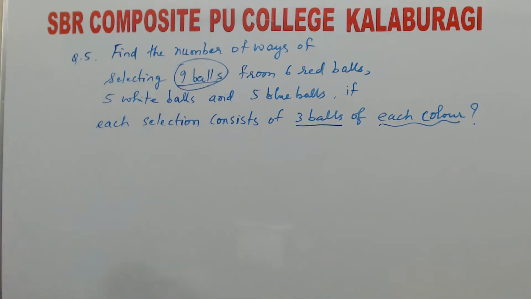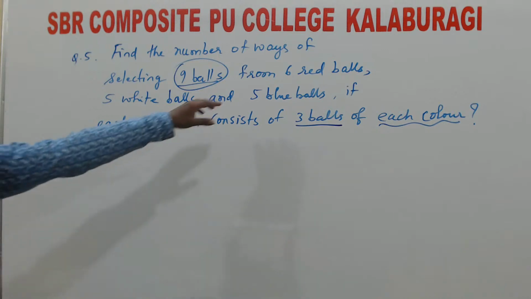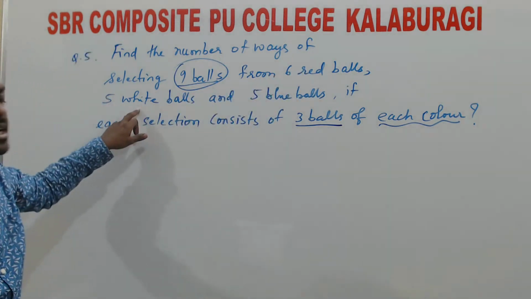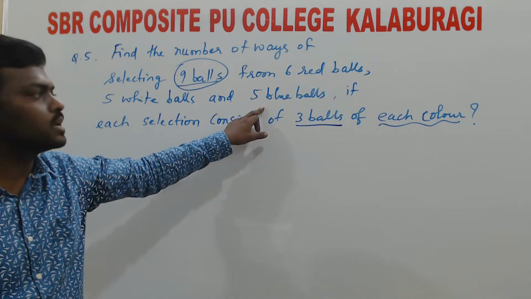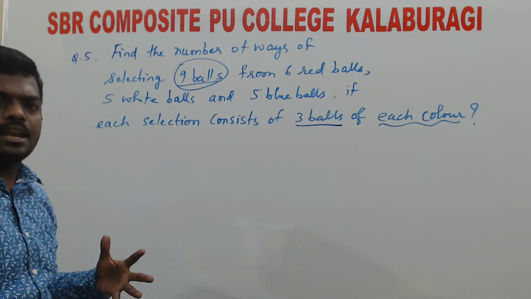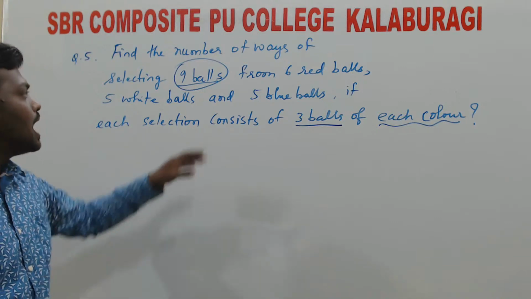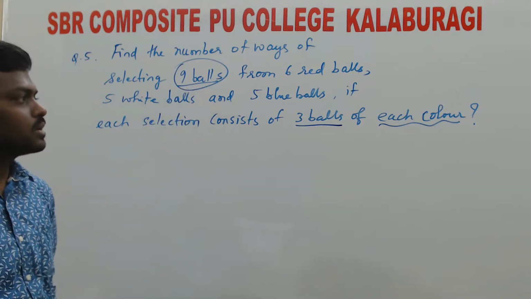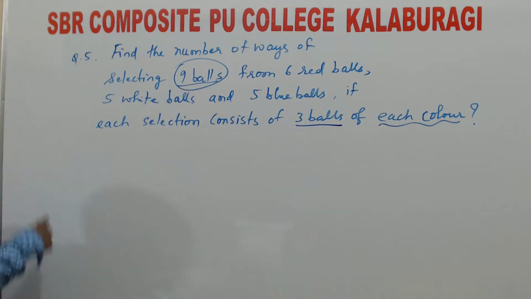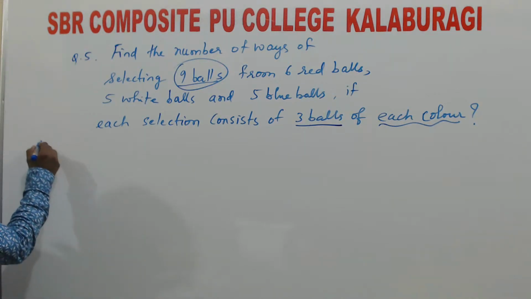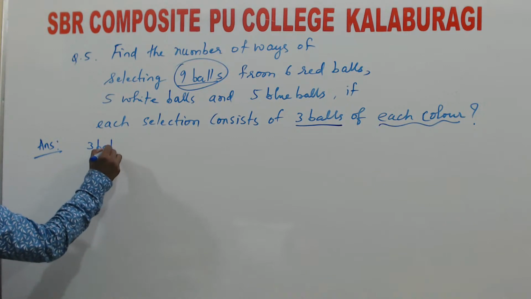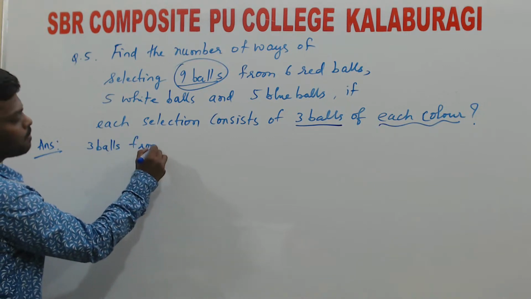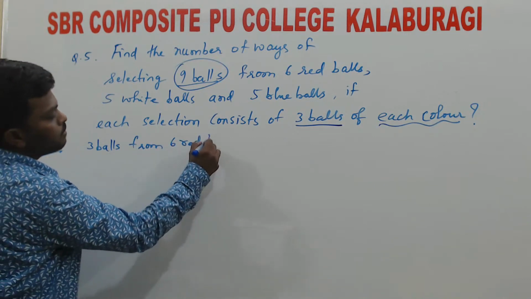And get a collection of 9 balls. So these 9 balls you have to select in such a way that 3 are from red balls, 3 are from white balls and 3 are from blue balls. Is that clear, students? So from each color you need to pick 3 and make 9 balls. So how will you do that, students? How can we do that? 3 balls from 6 red balls.